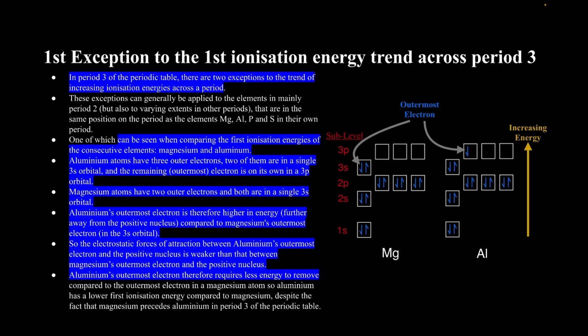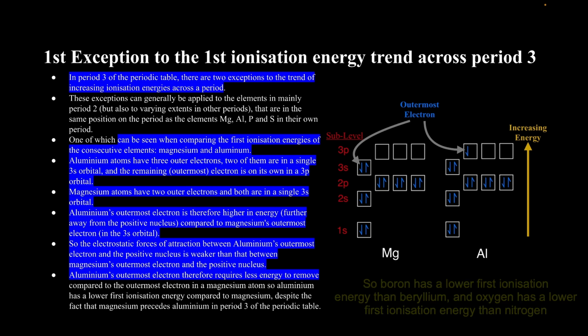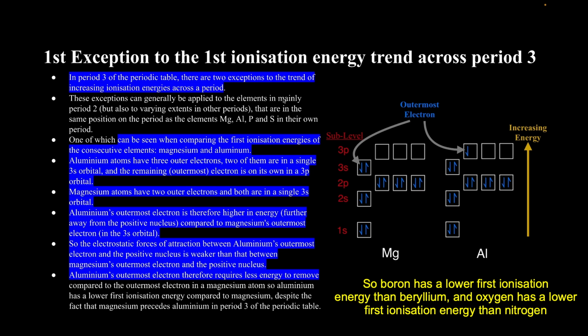So in period 3 of the periodic table, there are two exceptions to the trend of increasing ionization energies across a period. These exceptions can generally be applied to the elements in mainly period 2, but also to varying extents in other periods that are in the same position on the period as the elements magnesium, aluminium, phosphorus, and sulfur in their own period.